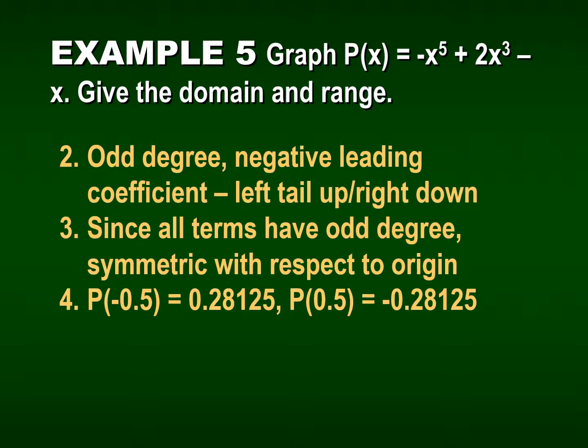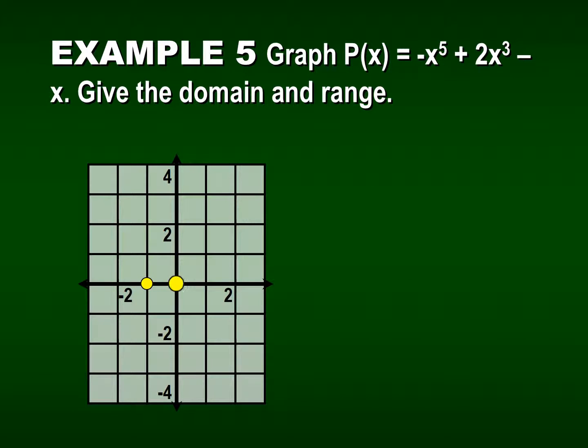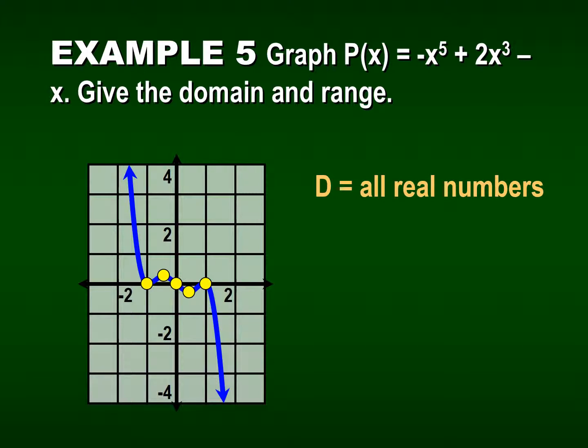So if we were to plug in negative 1/2 and get this number, then if we plug in positive 1/2, we would have to get the opposite number. So that helps. So we'll plug in our zeros. And we'll plug in some symmetry numbers. And there is our line. So notice how our left tail was up, and our right tail was down. So our domain is all real numbers, and since we're going up and down, our range is all real numbers.